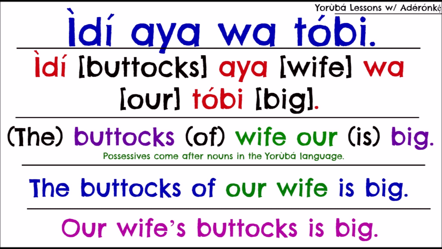Aya is wife. You can also say ìyàwó. That would be wife. Wa is our. Tobi is big. So ìdí aya wa tóbi. When you're translating from one language to another, you must know that it won't be the exact same arrangement, especially with the Yoruba language and the English language. The arrangement of the words would differ.